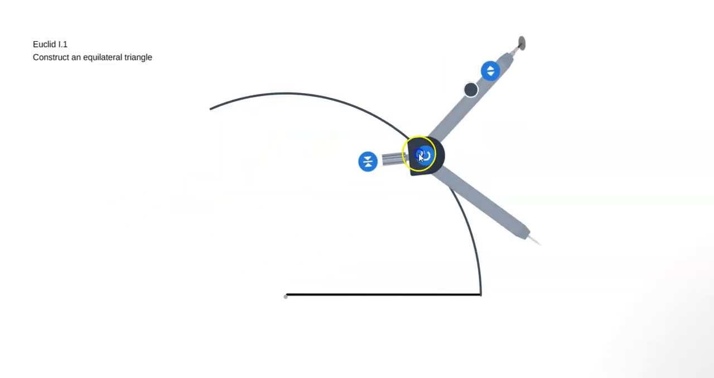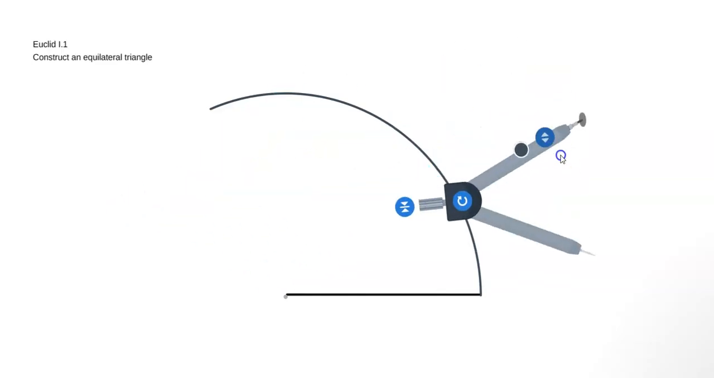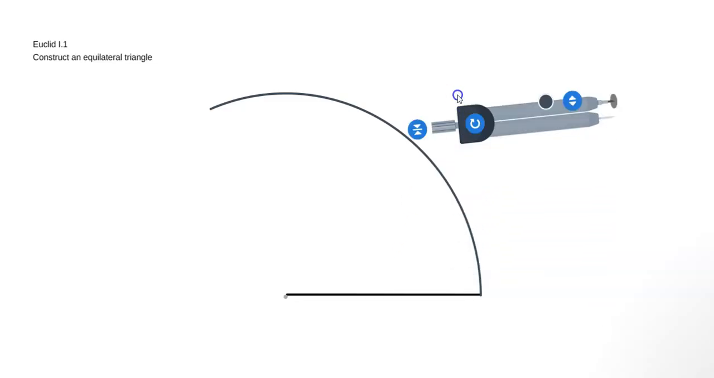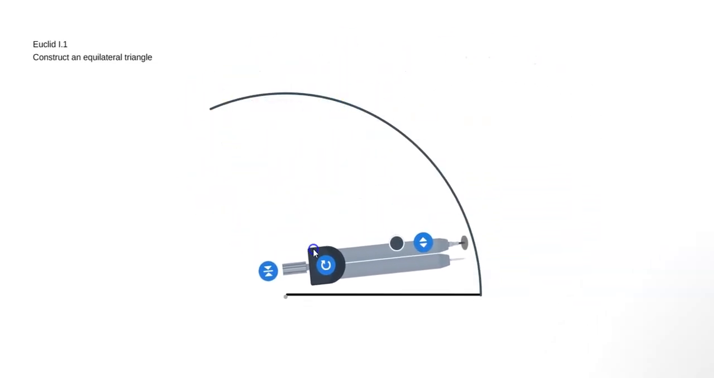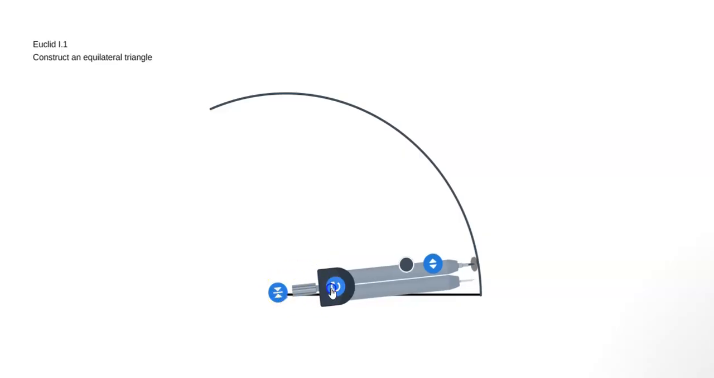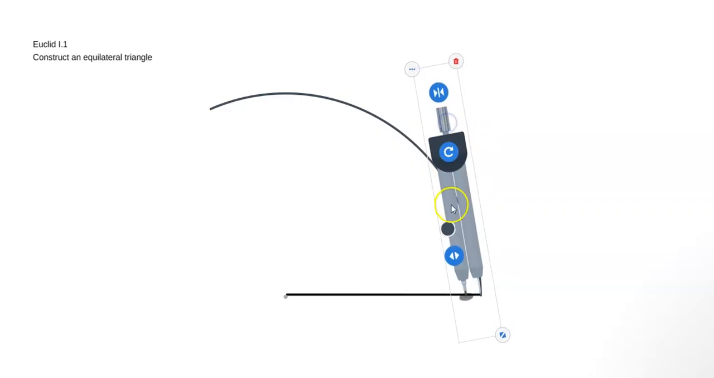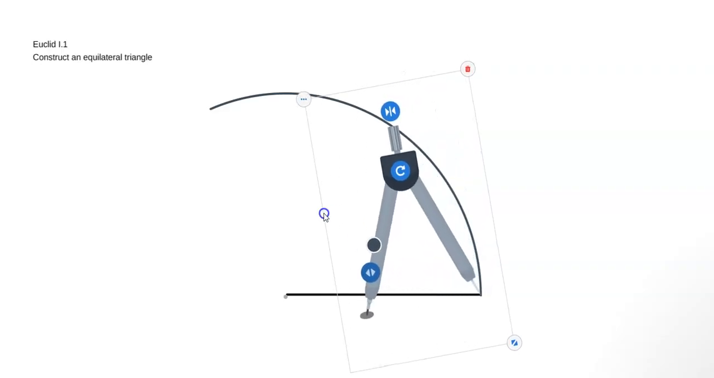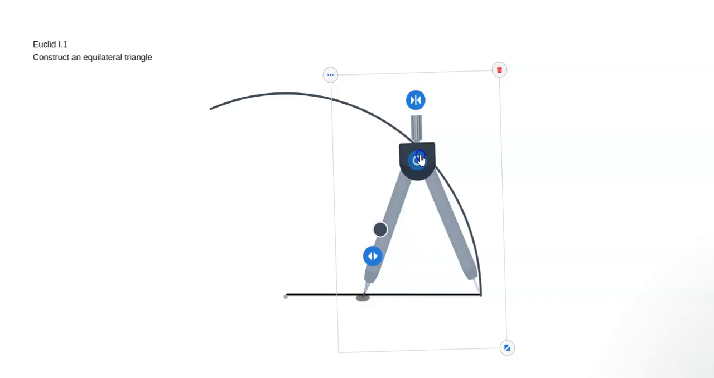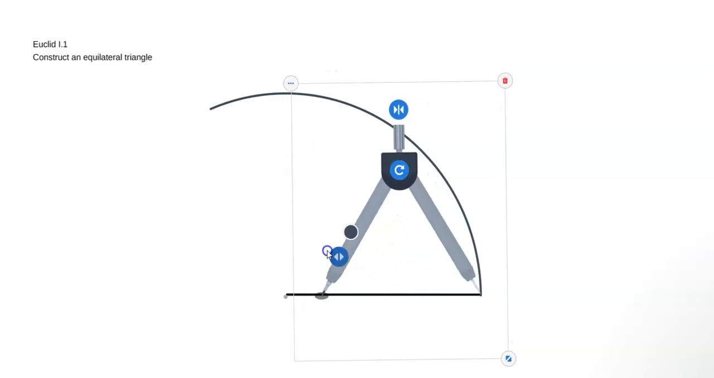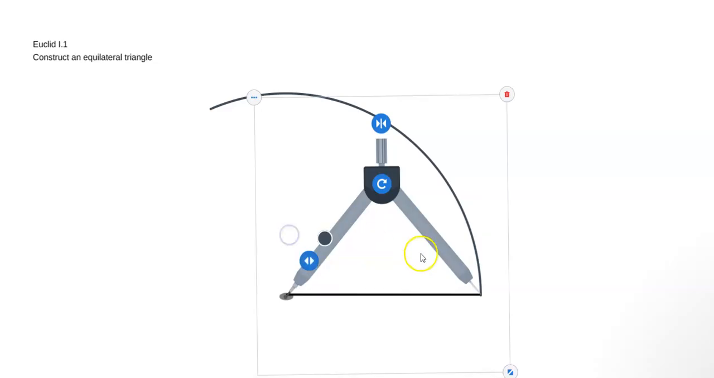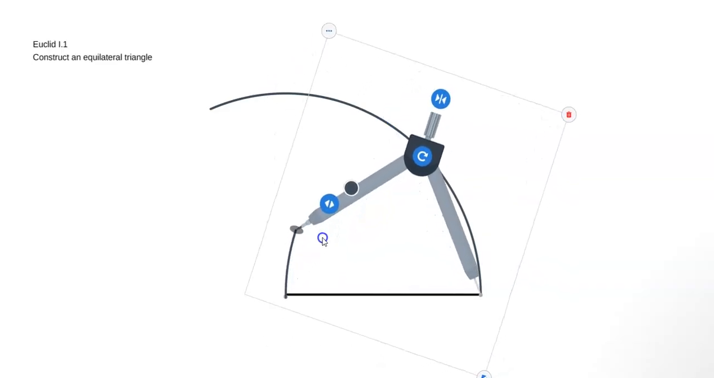Now when you lift your compass, it's going to collapse. Now we can make a second circle. Make a second circle so that this time the point is on the other endpoint. And we open this up like this. And now you make the other circle, or at least enough of the other circle.